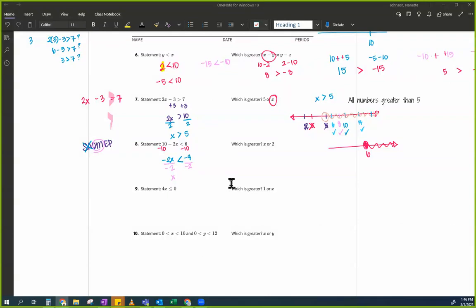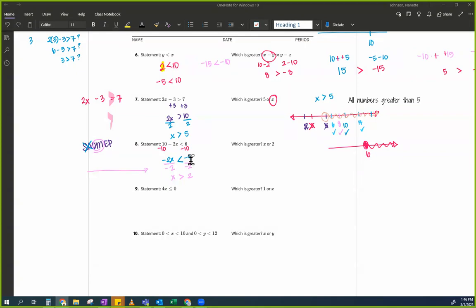Yes, because we divided by a negative. Muy bien. Okay, so I flip my symbol. Do you know what negative 4 divided by negative 2 is? Positive 2. Another way to check is because 2 times negative 2 is negative 4. Very good. So I switch my symbol, Miss Johnson. Then we graph it.